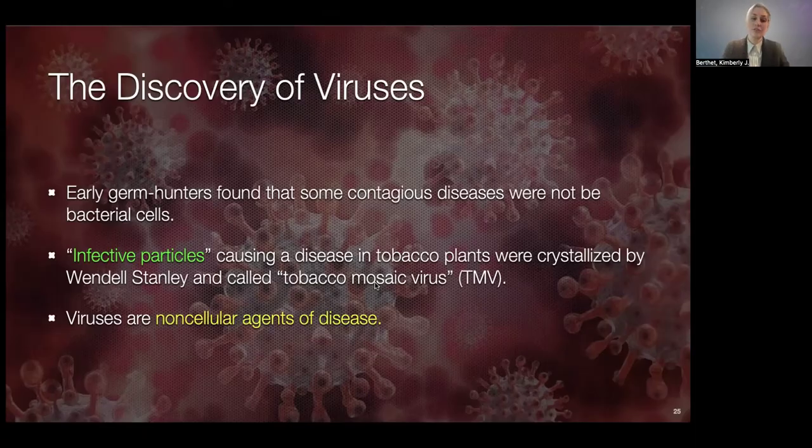One of the first viruses ever isolated and identified was the tobacco mosaic virus. This is a virus that affects tobacco plants. Viruses don't only affect animals, they also affect plants, and we'll see later that they even affect bacteria and archaea. So viruses affect all forms of life.